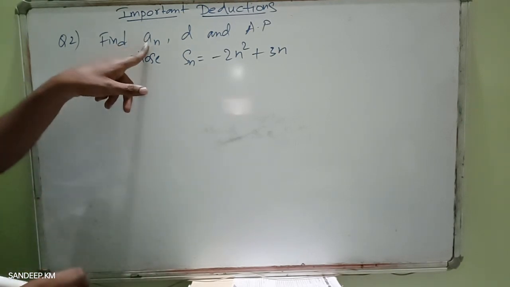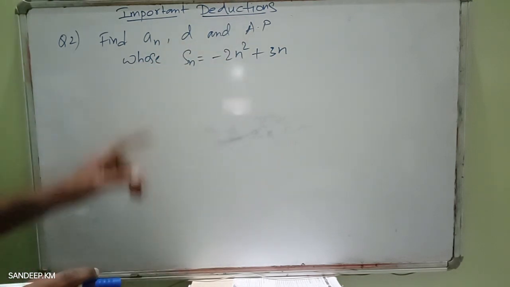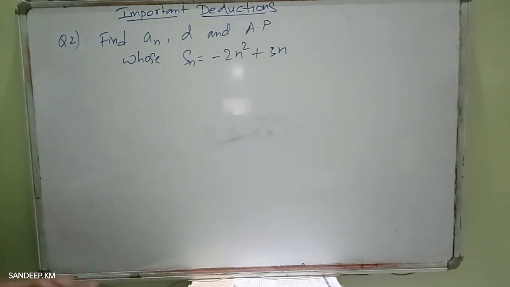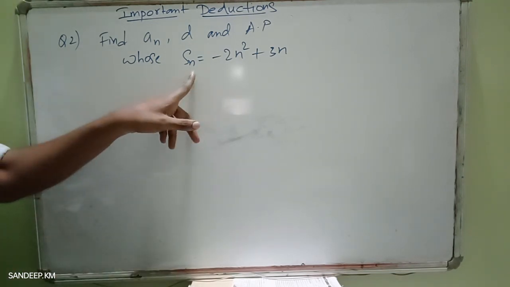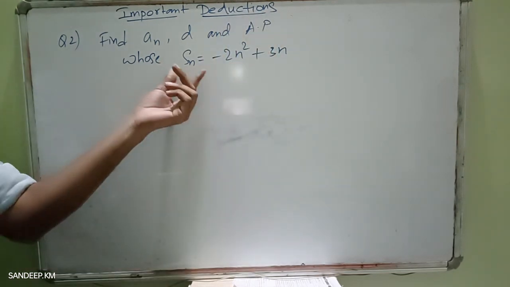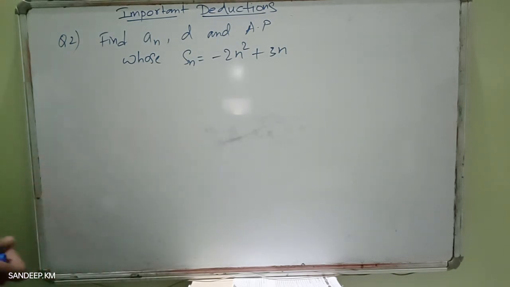Find the nth term, the common difference, and the AP itself, whose sum of n terms is given by minus 2n square plus 3n. So we have already discussed in the previous deduction that if the sum of n terms is a quadratic polynomial without a constant, then certainly the sequence that forms is in AP. Now let us see it.